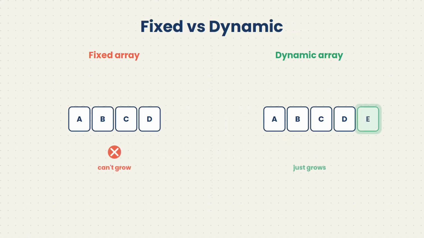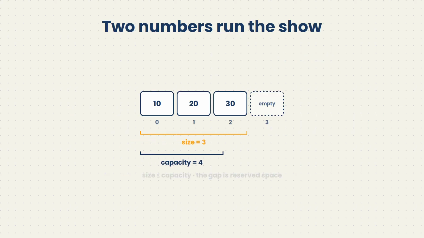Here is the key difference. A fixed size array locks its length the moment you create it. If it is full, that is the end. A dynamic array does not lock its length. When it runs out of room, it quietly makes itself bigger, so from the outside it feels like an array that never fills up. To do this, a dynamic array keeps two separate numbers.